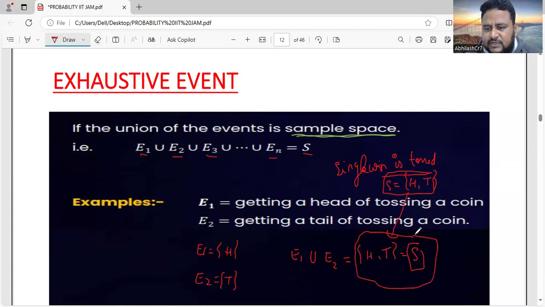So when event 1 union event 2 is giving a sample space, then we say event 1 and event 2 are mutually exhaustive events, or just exhaustive events. You can call it mutually exhaustive events. In the current scenario, if the union of E1 and E2 gives you the sample space, it is called simply exhaustive events or mutually exhaustive events. Okay, got it, friend? So this is it about exhaustive events.